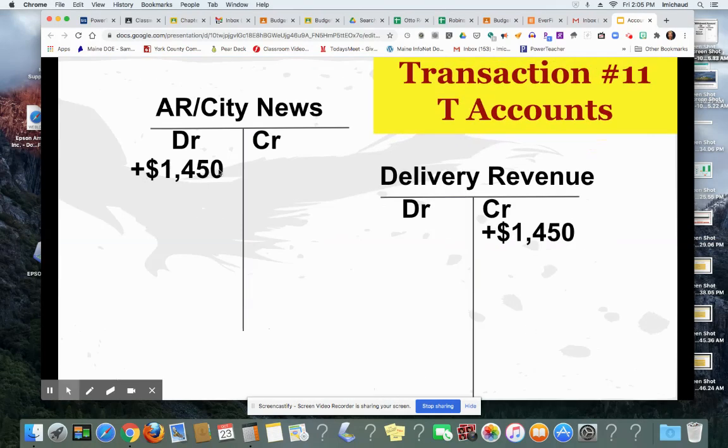All right, so we're going to debit or increase this asset, $14.50. And usually when you debit one, you credit the other, $14.50 for delivery. All right, let's continue.